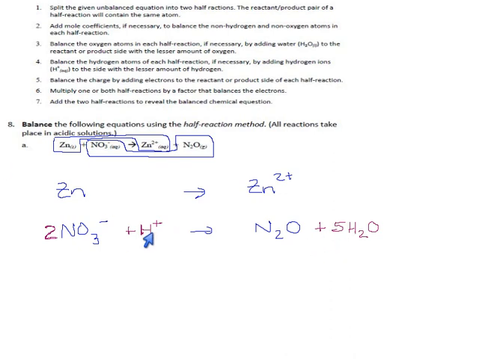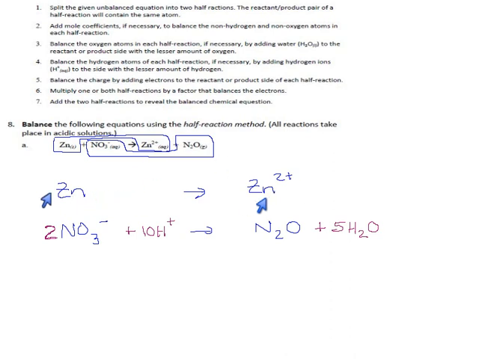We're now, oops, I'm sorry, I can't just say H, I have to say 10H+, 10 hydrogen ions. Good. Okay, now we have 10 to 10 for hydrogen, and that's all balanced out. Next, balance the charge by adding electrons to the reactant or product side of each half reaction. Electrons have a negative charge, so if you're balancing charge, electrons can only drag you down because they're negative. So what you're doing here is you're looking for the higher side, and you're adding electrons to drag it down to match the lower side.